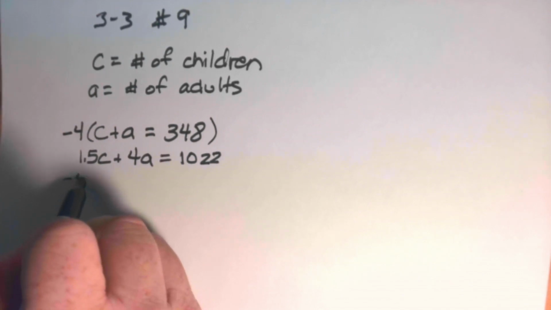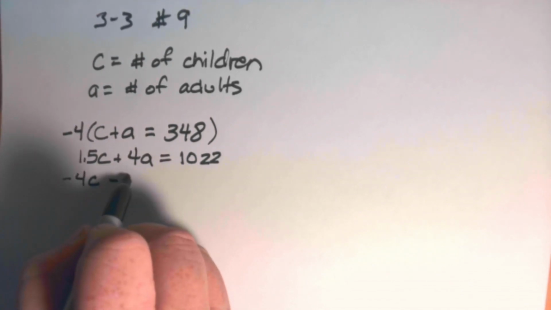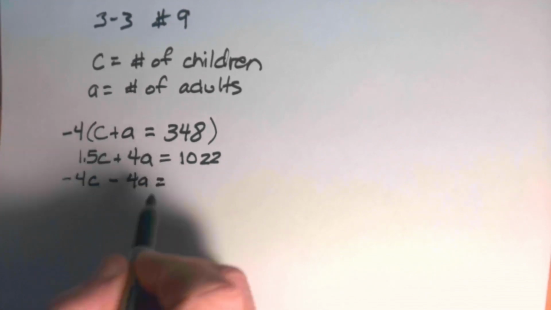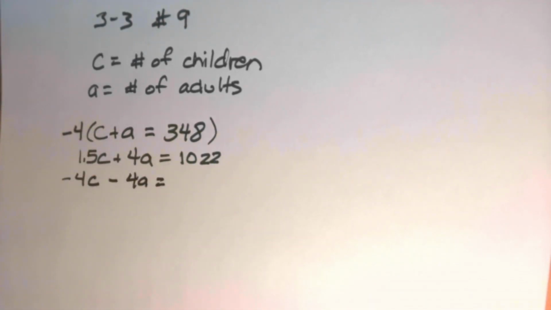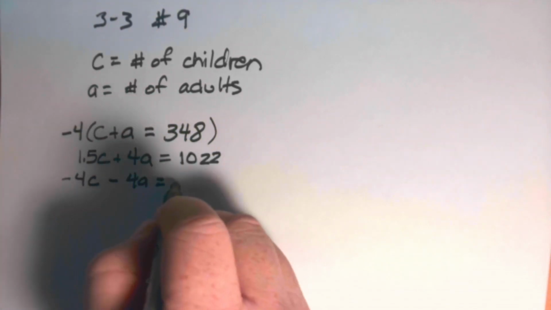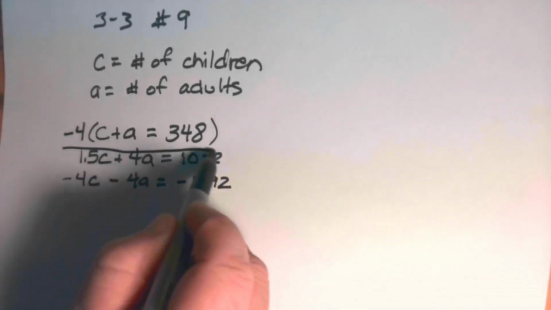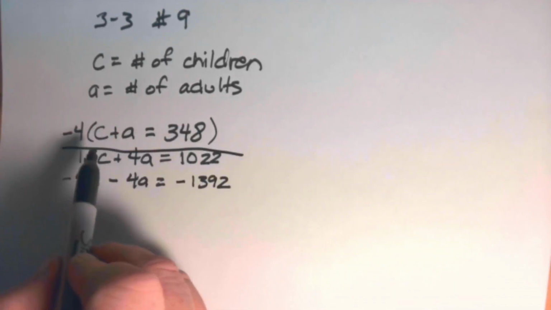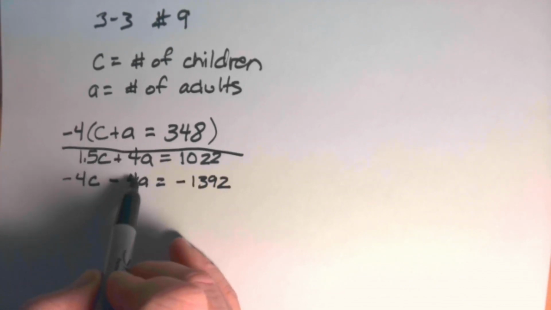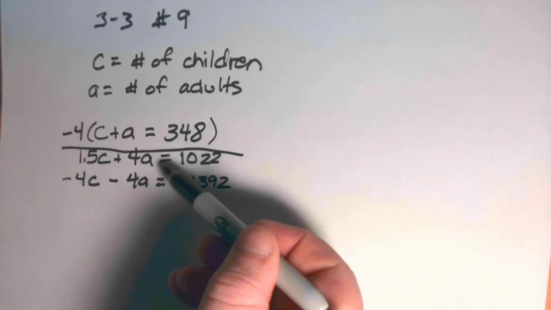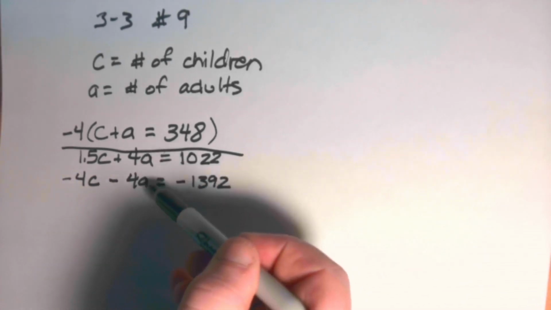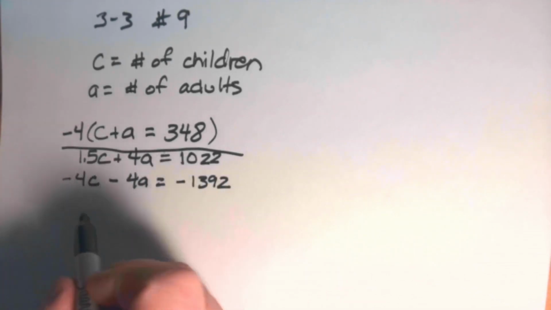That's going to give me negative 4c minus 4a is equal to whatever 348 times 4 is, which is, and I'm using my calculator for this, 348 times 4, 1,392. That's going to be negative 1,392. Okay. So I rewrote my first equation. I multiplied it by negative 4, and I'm trying to set up this situation right here where I have a positive and a negative term that have the same variable. So now I'm all set.